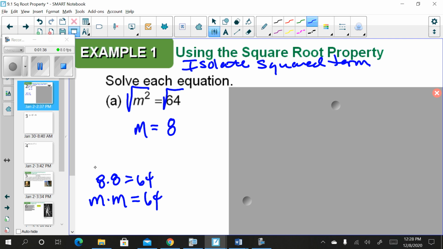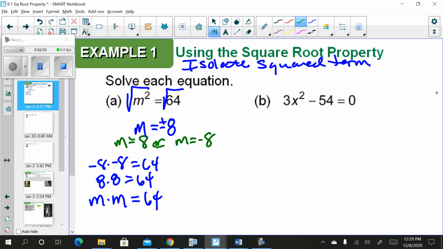But here's the thing we need to remember. A negative 8 times a negative 8 will also give you a 64. So it's technically going to be plus or minus 8. So we can write it together using that plus or minus, or you can say m equals 8 or m equals negative 8. Remember, that's that union where we're doing all of the solutions, everything together. So when we square root a variable term, we have to remember that there are two possible solutions, either positive times a positive or negative times a negative.